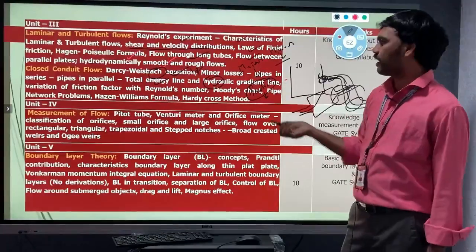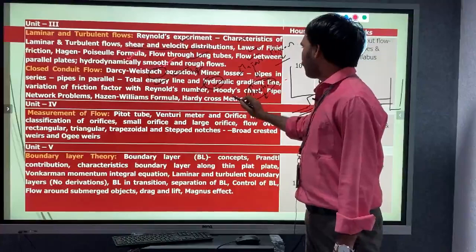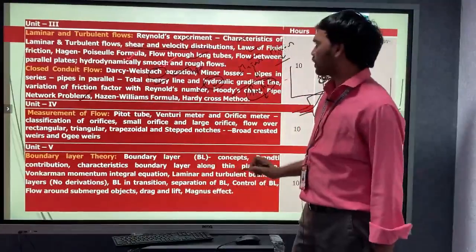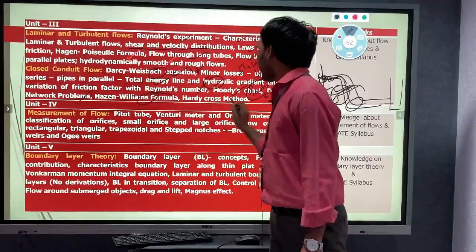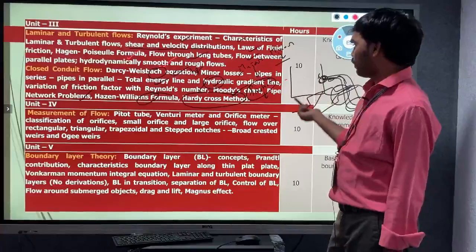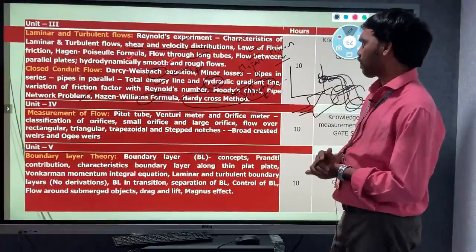That we will discuss, and also we will find out the variation of the friction factor with Reynolds number, and then Moody's chart. Pipe network problems are very important problems. We will discuss the Hazen-Williams formula and the Hardy-Cross method to find the flows at various sections of the pipe network.